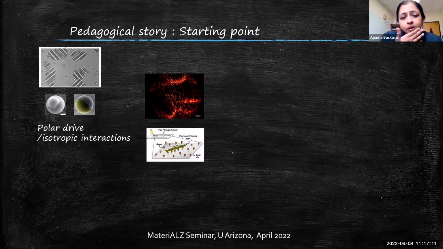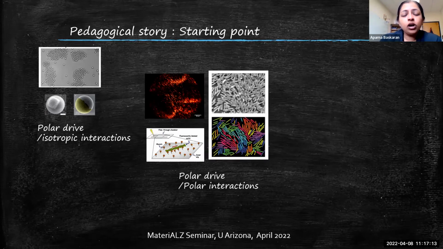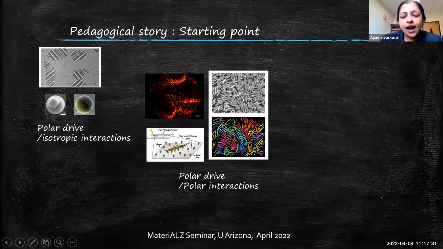Then another example in the category of polar drive and polar interactions would be something like this over here, which is a motility assay, where you take, for example, a glass cover slip or a lipid bilayer or something like that, and you put a bunch of motor proteins down on it. And then you put some filaments that interact with that motor protein on top of it.